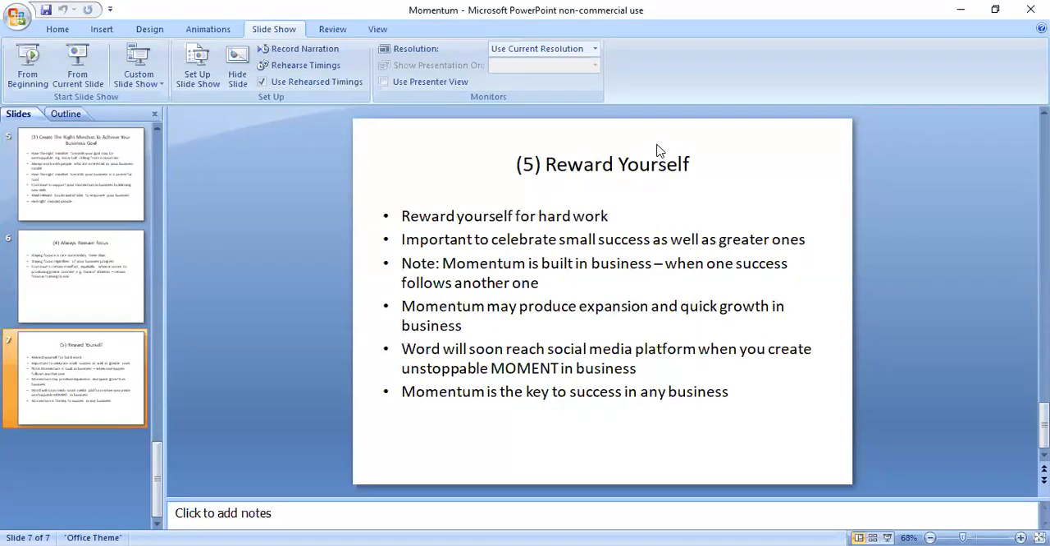All right. So we have to note here that momentum is built in business when one success follows after another. And this is what momentum is all about. It is one success after another. Now, momentum may produce expansion and quick growth in business. And I would like to interject here a scenario which I watched on television some years ago.